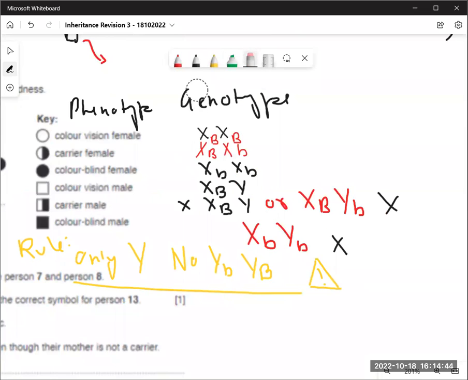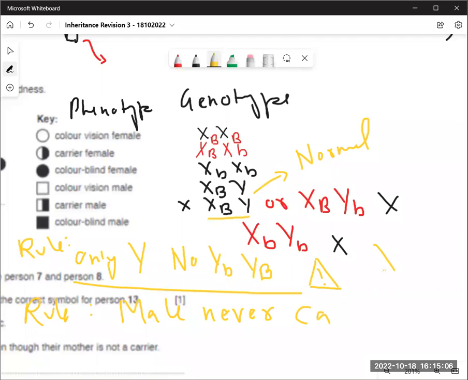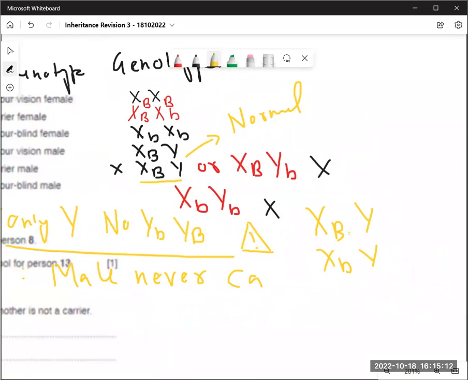So now we know why these two are wrong. All right, now over here, this is normal, right? So another rule is male never carrier. Because a male can only have X capital B or X small b. There's no possibility of him having both X capital B and X small b. If he did have this, then that would be a female. That's not possible. Therefore, male can never be a carrier.